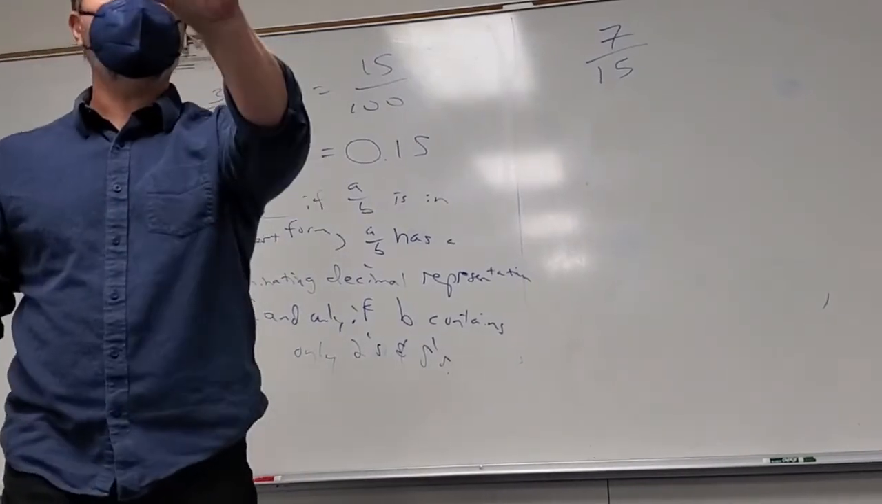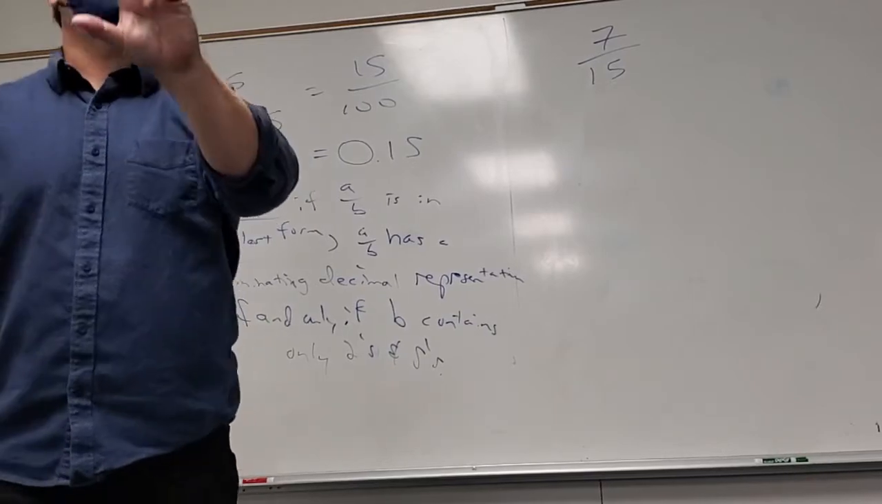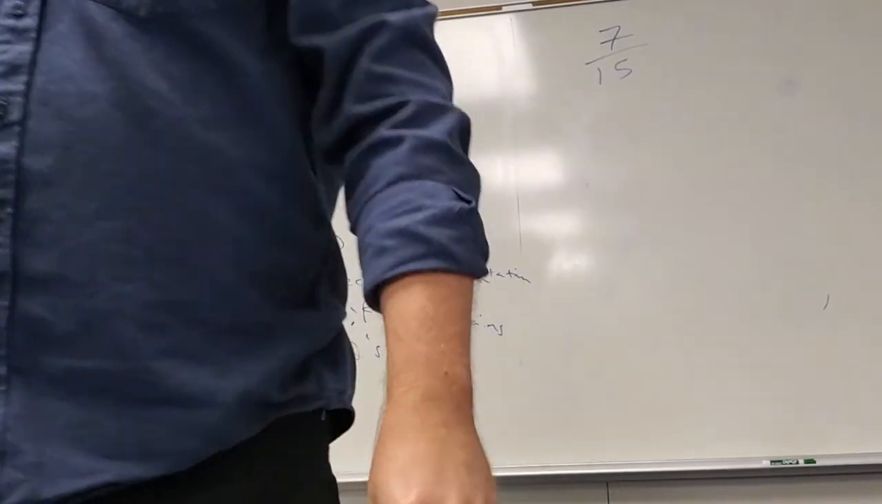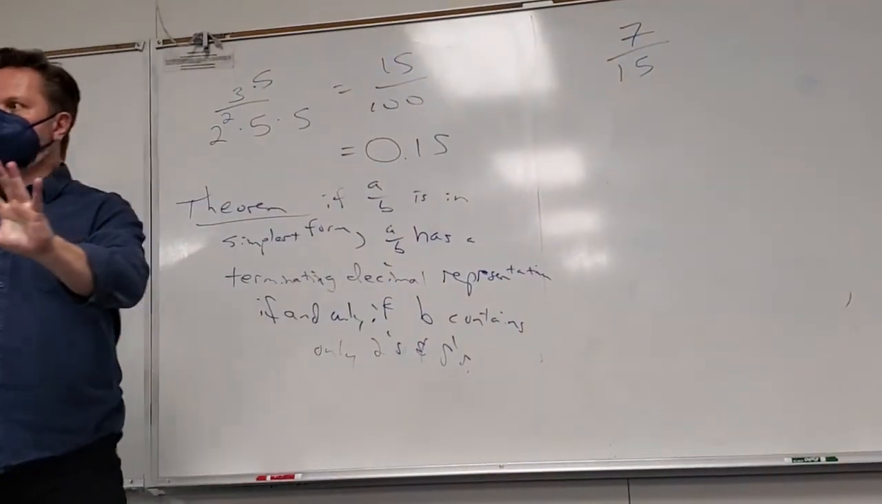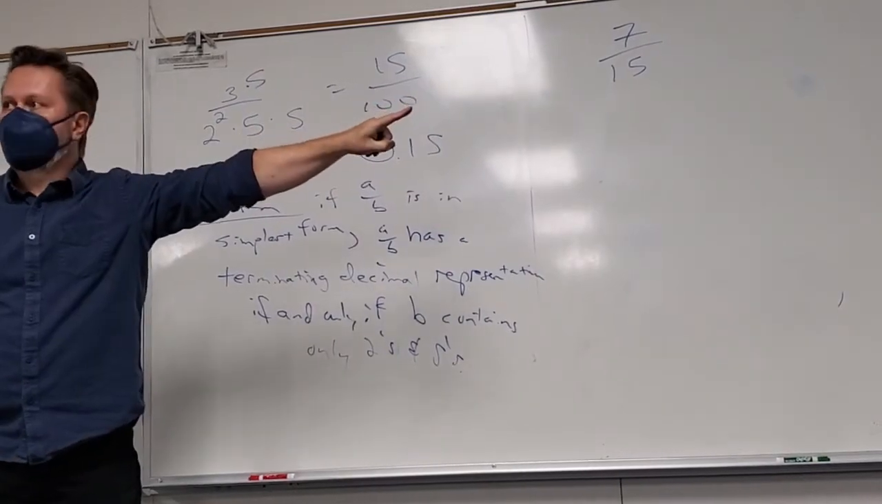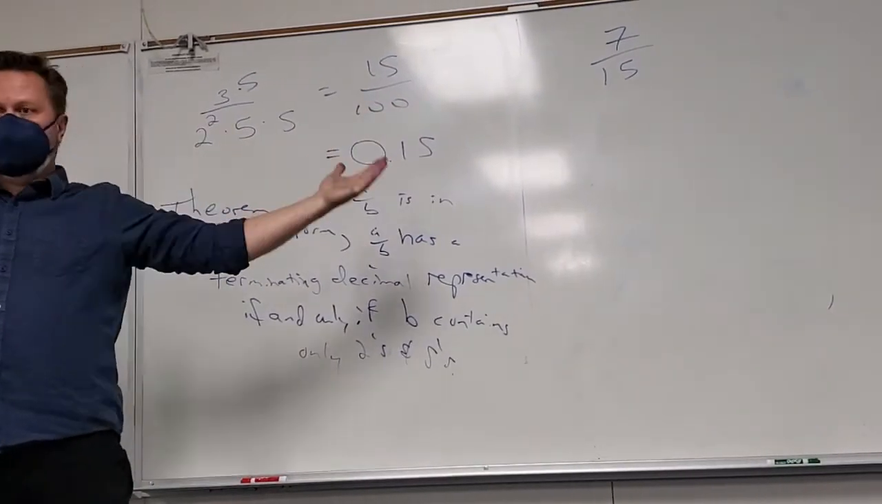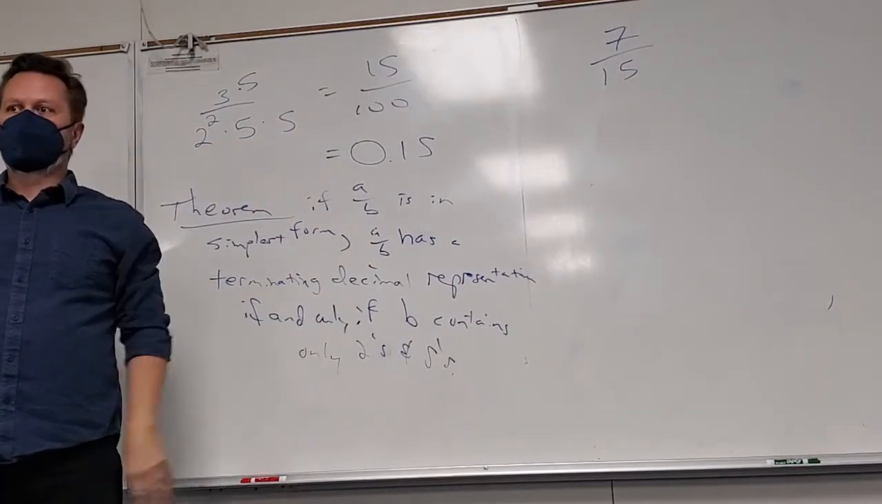The minute you throw a 3 in there, 3 times what is 10? 3 times what is 100? 3 times what is 1,000? You're not going to get it. I really want this to make sense. So that's why 1/3 doesn't stop. Because it's got a 3 on the bottom. It doesn't have any 2s. It doesn't have any 5s. It's got a 3.